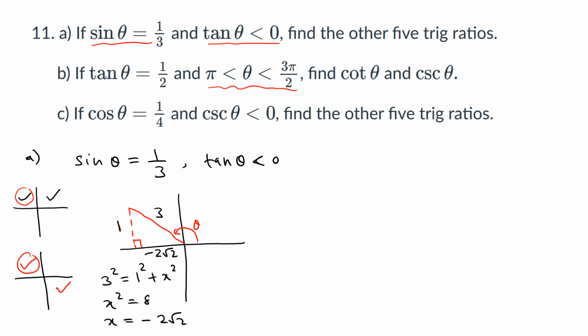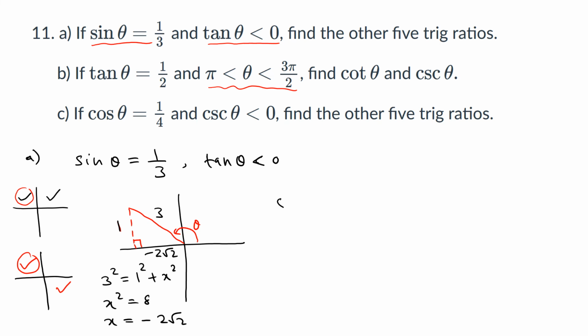Okay, so again, what we did, using the given information, we figured out what quadrant the angle is in, and then we drew the angle in that quadrant. After we do that, we find the other side using the Pythagorean identity, and then you can find any ratio you want.